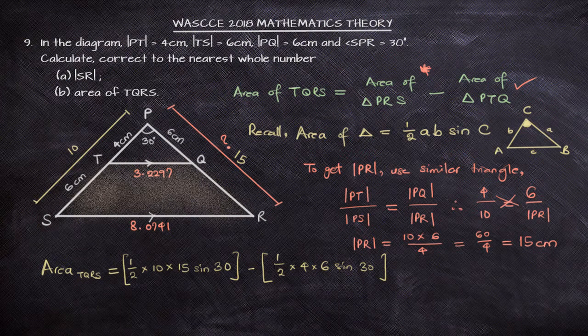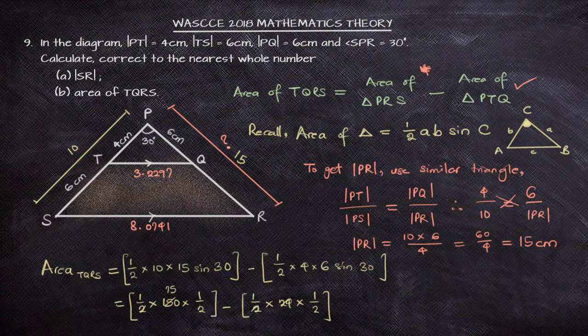Now we know sine 30 to be 1 over 2. So if you are to put that in the equation, we have 1 over 2 times 150 times 1 over 2 minus 1 over 2 times 24 times 1 over 2. We can cut out that we have 75 here.